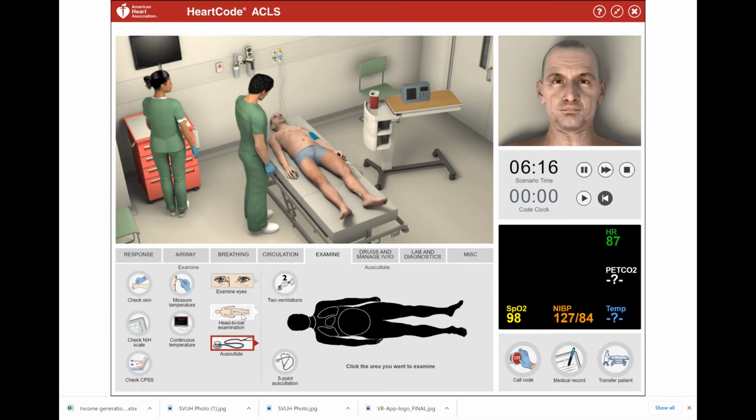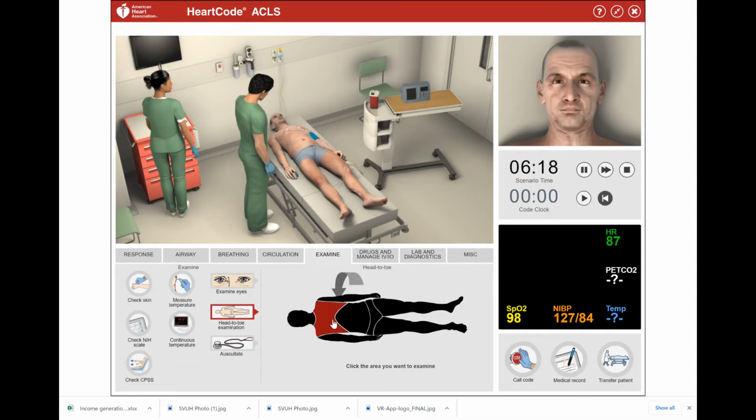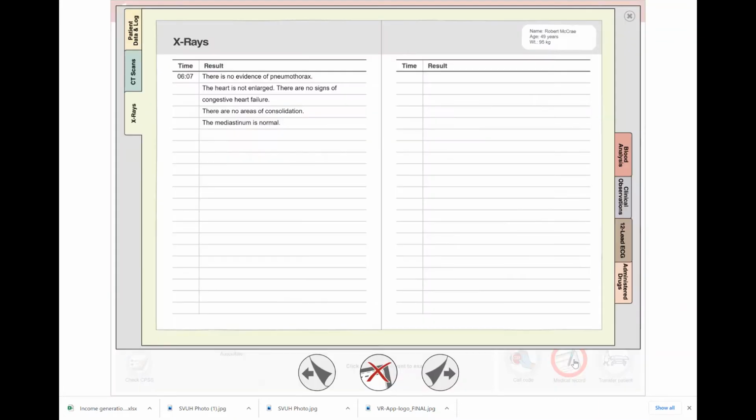Head to examination. So this is the same. So you click the chest, and it's breathing normally, 15 breaths per minute. The chest is moving normally. So we have a look at the medical record. No evidence.